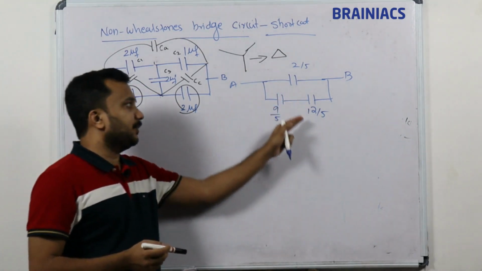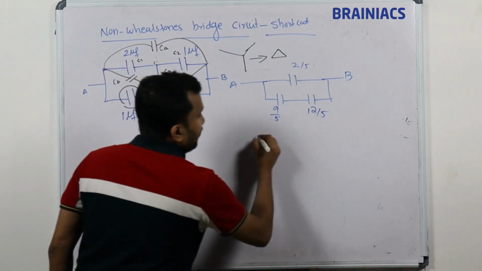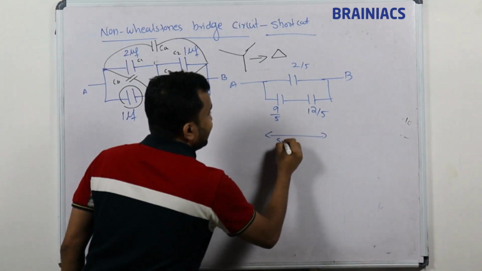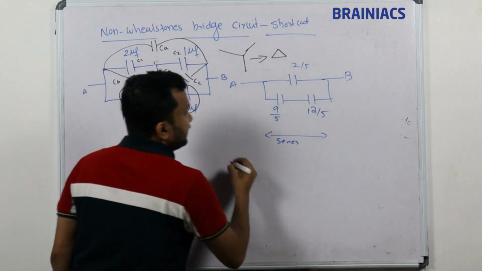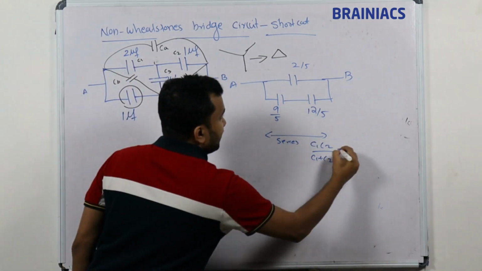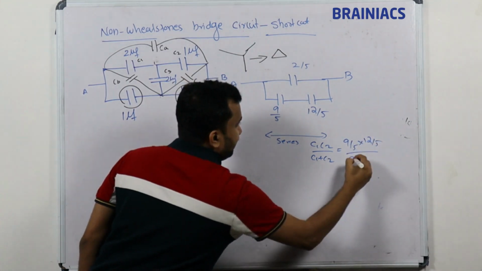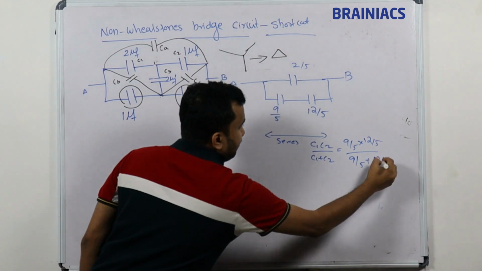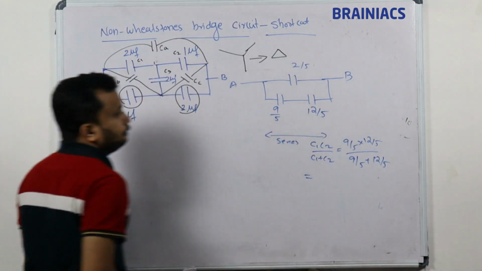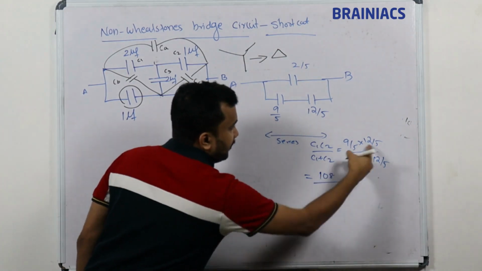So 2 by 5, 9 by 5 and 12 by 5. Now these two are what connection? These two are in series connection. How to find the series? C1 C2 divided by C1 plus C2, for two capacitors. So (9 by 5 into 12 by 5) divided by (9 by 5 plus 12 by 5) is equal to 9 into 12, 108, whole divided by 25.